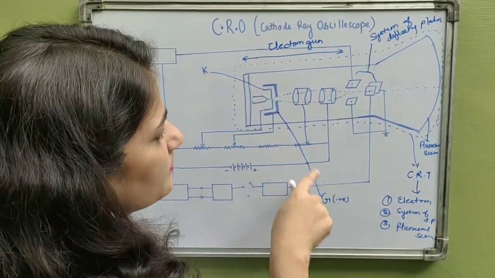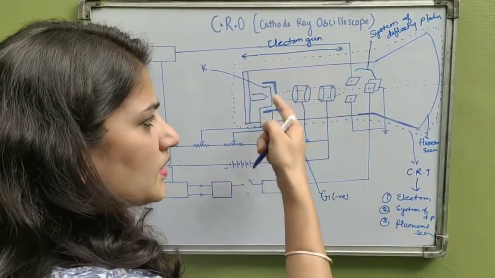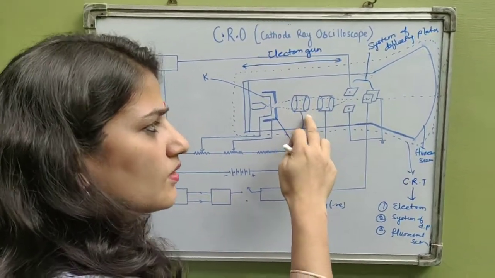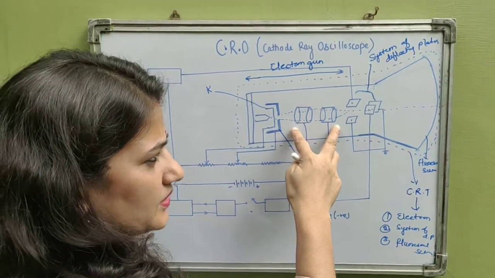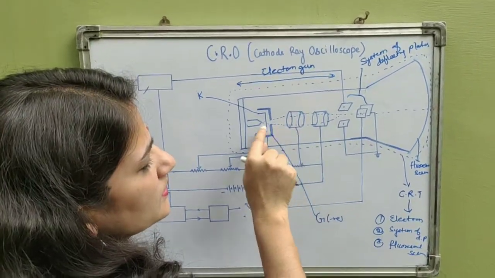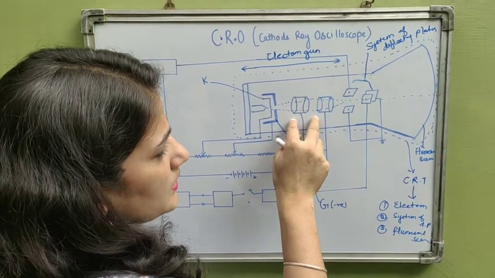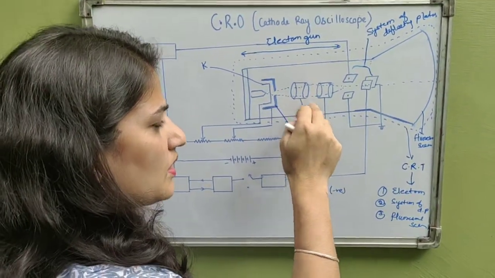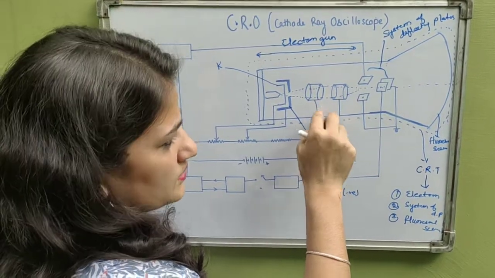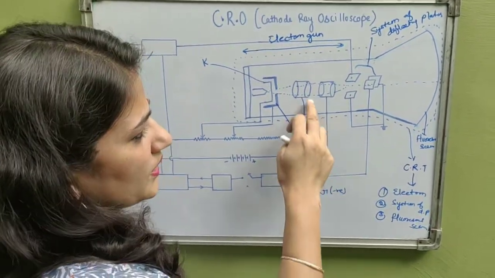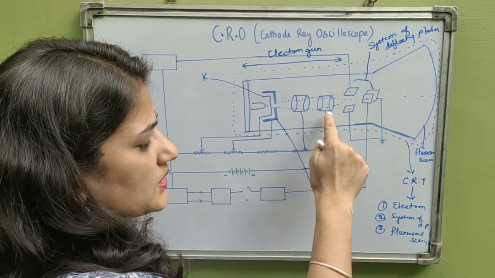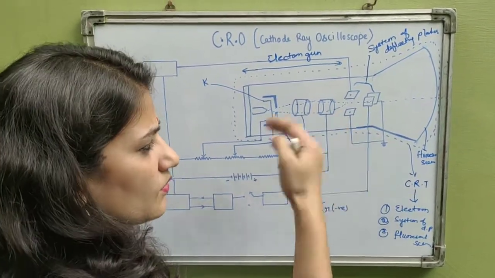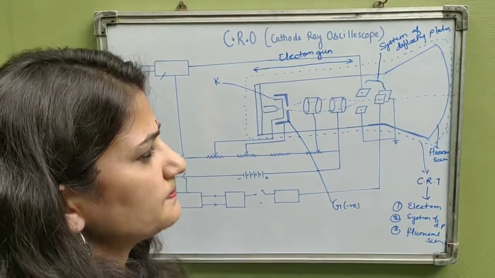When the beam is emitted from here, it is further controlled and focused by these two anodes. The anodes are hollow in shape, or cylindrical in nature. The potentials of these anodes are further changed with respect to each other. If this is at positive potential, this is at negative potential. If this is at negative, this is at positive, for obtaining control and focus of the beam.